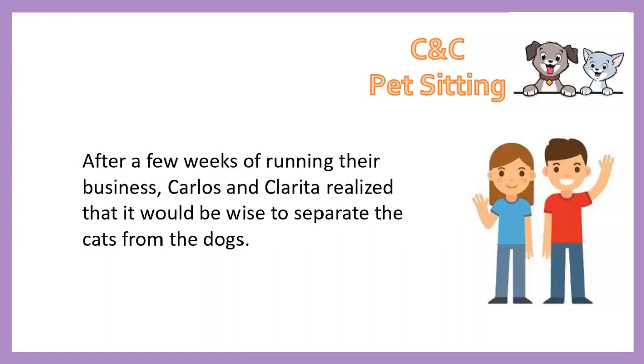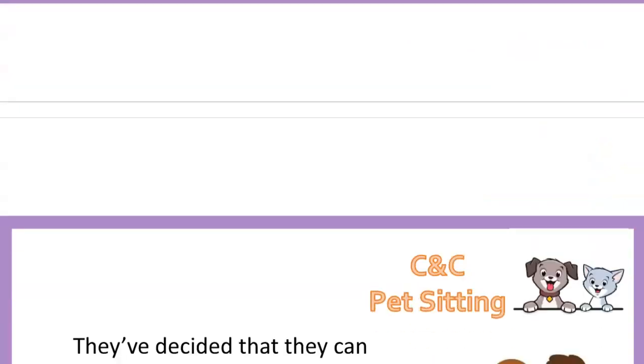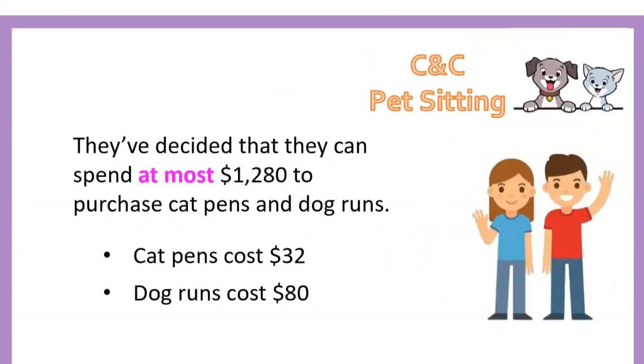So it might be a good idea to separate the cats and dogs. And we can do that by buying cat pens and dog runs that will keep the cats and dogs separated. So Carlos and Clarita have decided they can spend at most, oh, there's that term, at most, $1,280 to purchase cat pens and dog runs. So this sounds like an inequality.